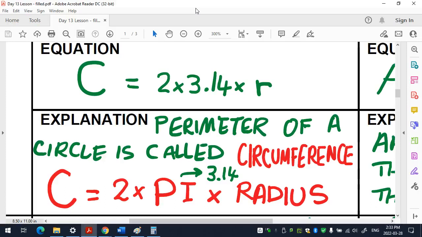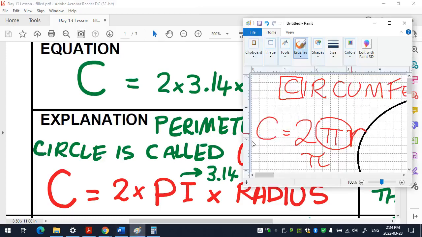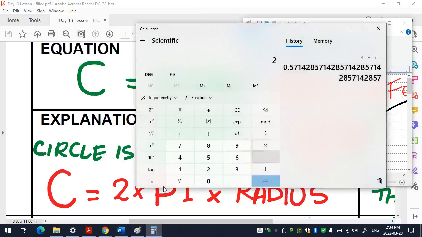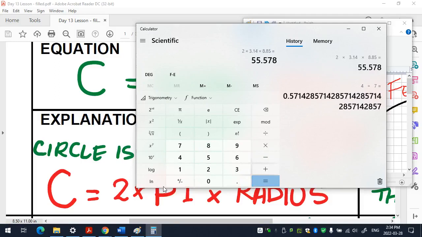I am trying to prove to you that you do not need to get a string every time and go around. You can just apply this equation, but you still need to know the radius. Okay, let's multiply. 2 times 3.14 times 8.85. How much is the answer? How much did I estimate? Close enough.